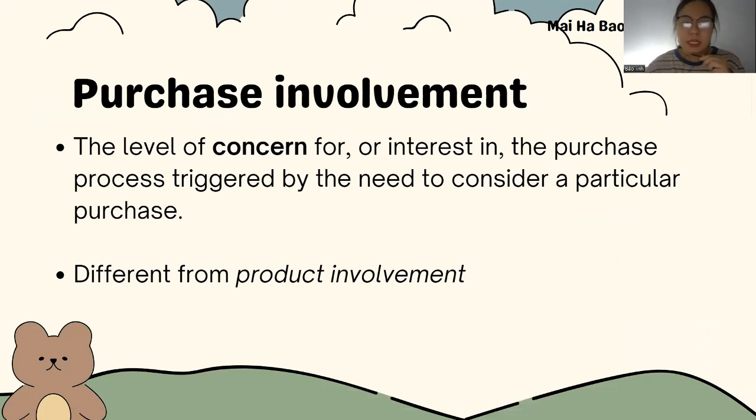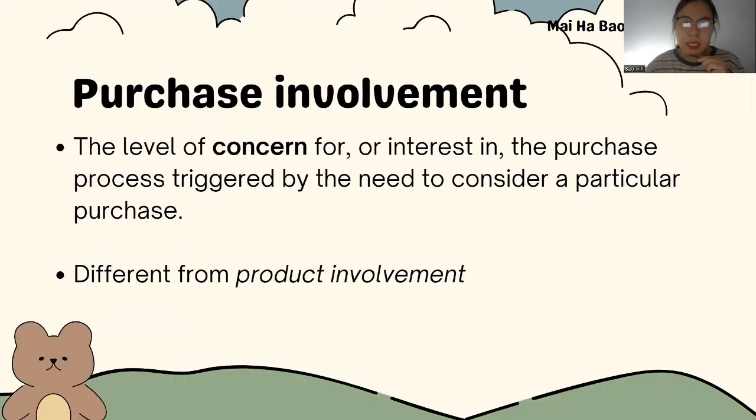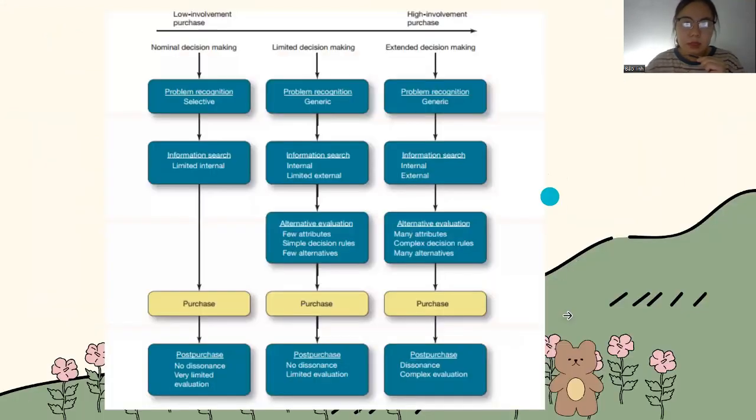First, we need to understand purchase involvement. This is the level of concern for or interest in the purchase of each product. This is the process triggered by the need to consider a particular purchase, and it is totally different from product involvement. We have many types of decision making, which increase from low involvement purchase to high involvement purchase.